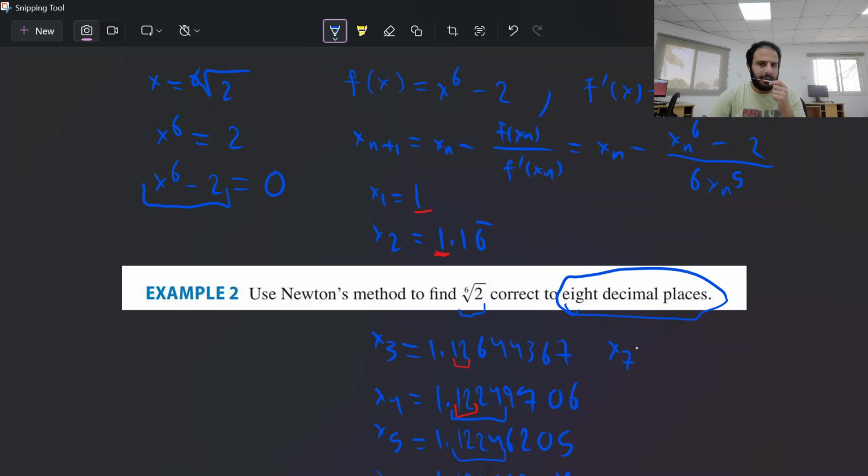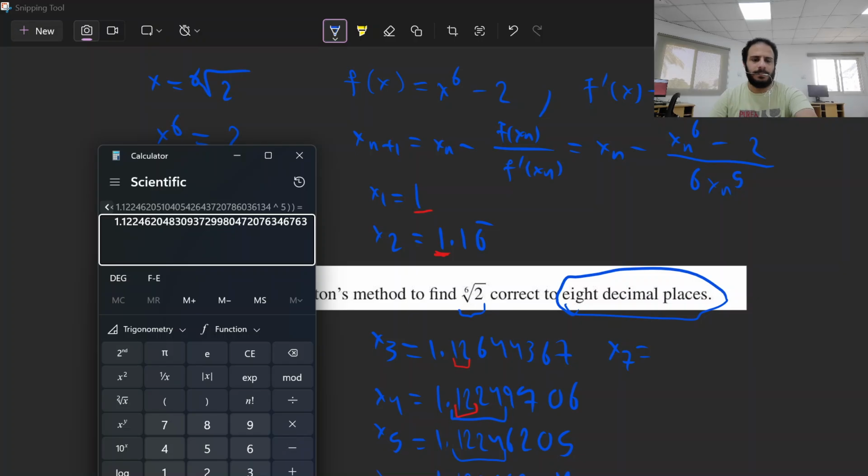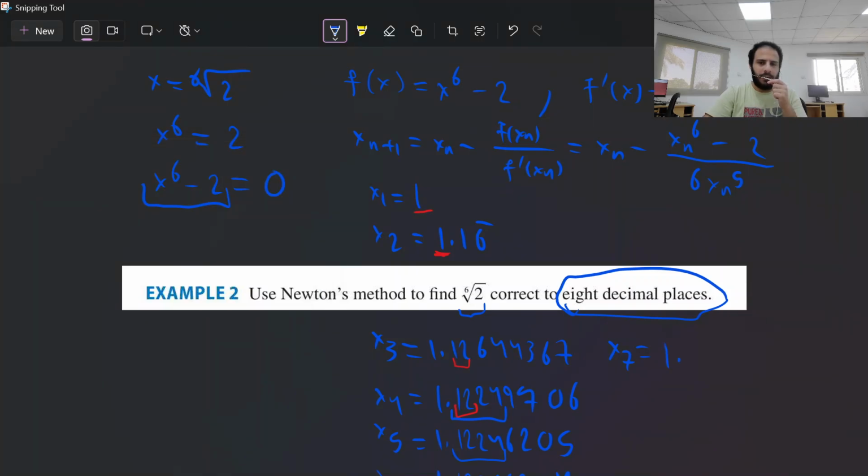Now let's find x7. So control V minus two parentheses. Now power 6 minus 2, you close it, then you divide, open parentheses, 6 times control V power 5. Close two parentheses now. Now you have it, right? So 1.1224620. Do we have 8 decimal places now? What do you think? Is it clear?